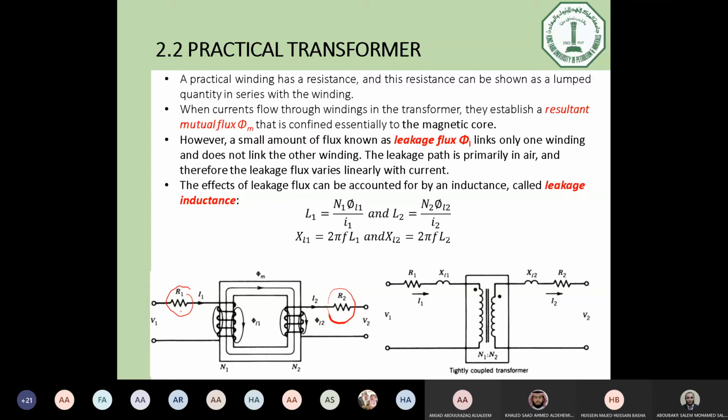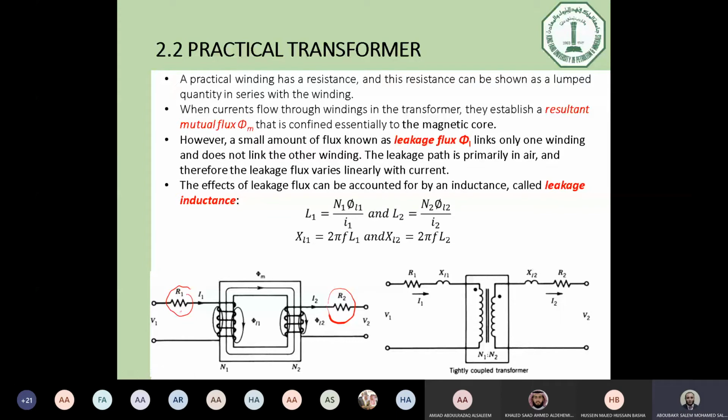This leakage flux will contribute a leakage inductance for the primary and secondary windings, which can be calculated as L1 and L2. L1 equals N1 phi L1 divided by I1, and L2 equals N2 phi L2 divided by I2. These are the relations which have been described before in the magnetic circuits. So we have now XL1, which is the leakage reactance of the primary side winding, and XL2, which is the leakage reactance of the secondary side of the transformer.